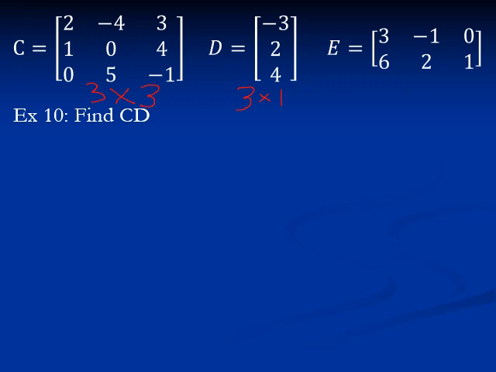Are they the right size to be able to multiply C times D? And it is. So what size will the result be? Again, we get rid of these center 3's, and the result will be a 3 by 1 matrix. We're going to multiply the first row by the first column. Do those 3 products. Why don't you pause the video and try to multiply C times D.